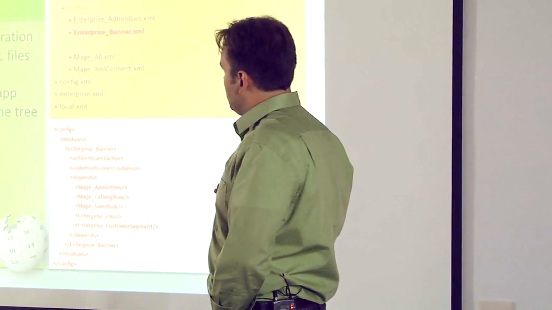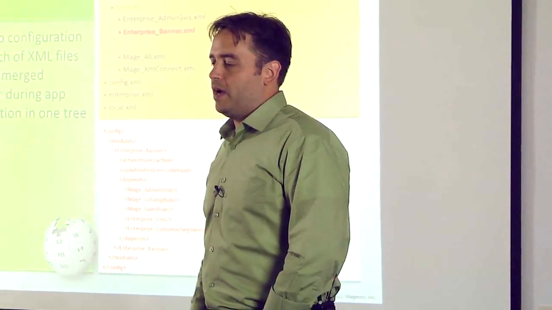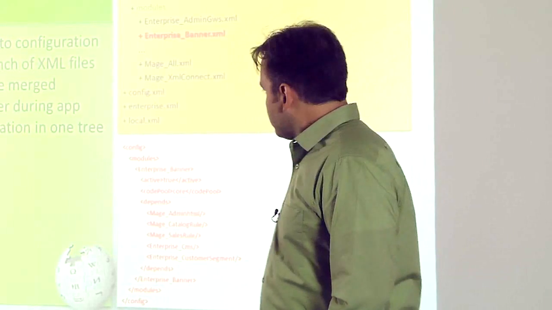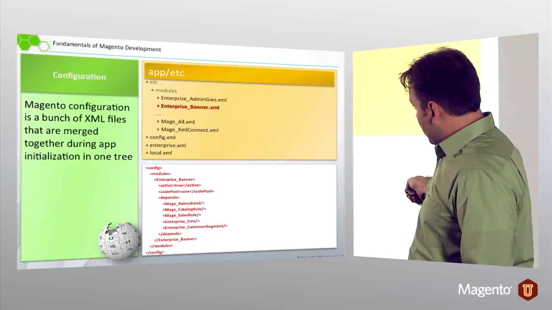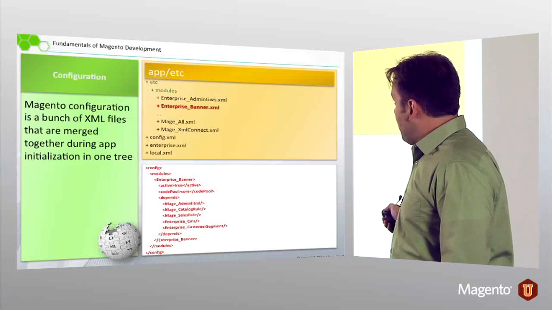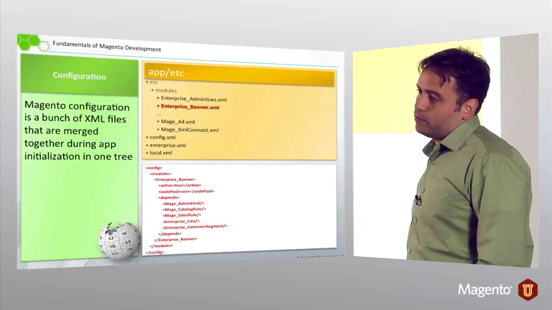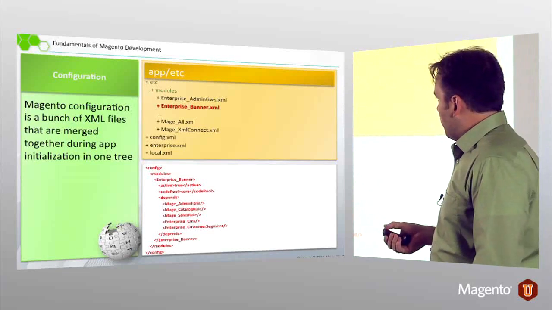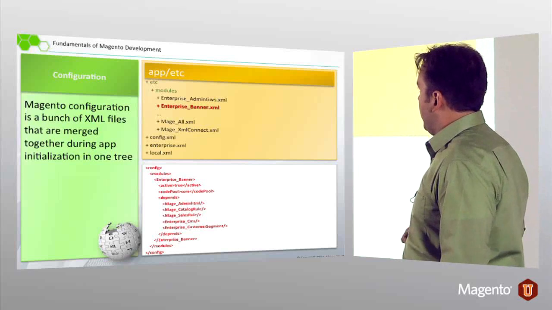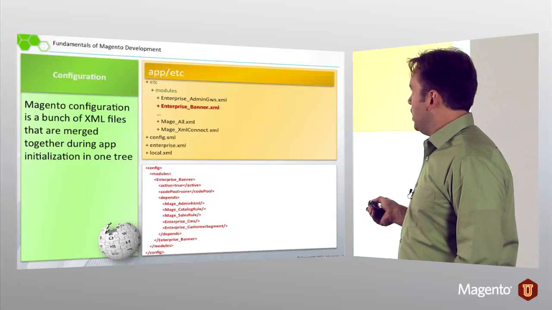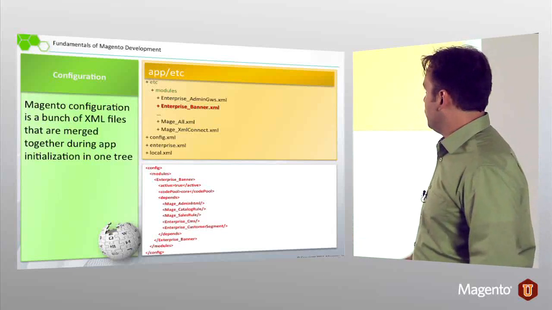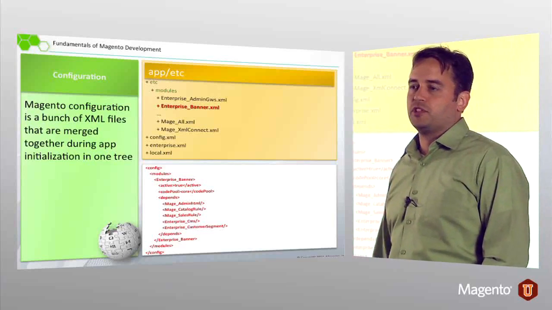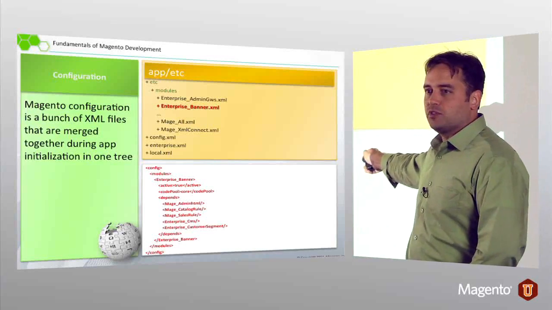First, we look in app etc modules. Well, actually, not first, but outside of some core configuration files like your local.xml under app etc. There's also config.xml and enterprise.xml. But in app etc modules, we have what are called either module registration files or module activation files. The code that actually looks in here is simply globbing etc modules and looking for anything that matches star.xml.